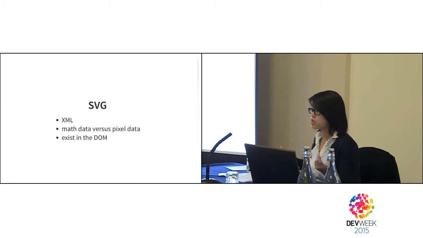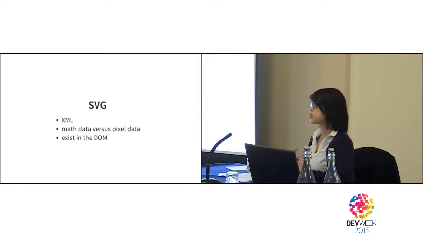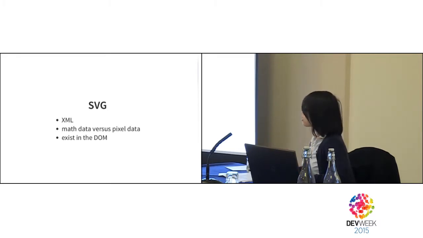SVG is an XML-based file format, and it uses math data to render graphics versus pixel data, which is what you get from bitmap graphics. The Canvas API renders bitmap. So the difference between SVG and using a Canvas element is the difference between using a pen and a pencil, which becomes important if you're drawing for mobile devices that have high pixel density displays. A Canvas drawing might not look that awesome on a Retina display, whereas SVG might still look crisp.